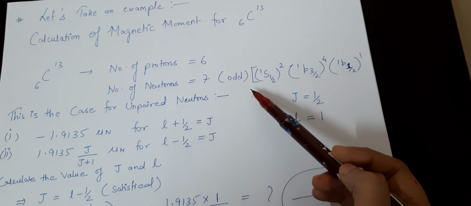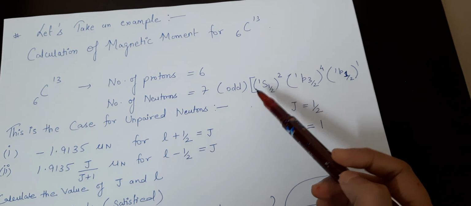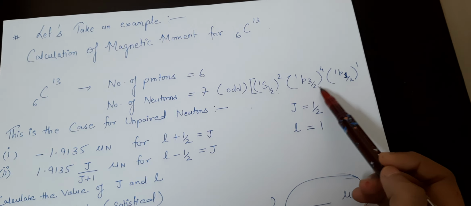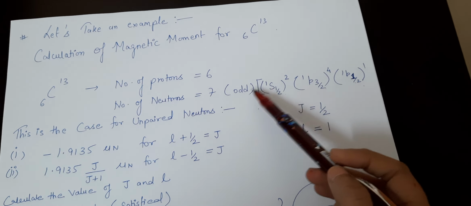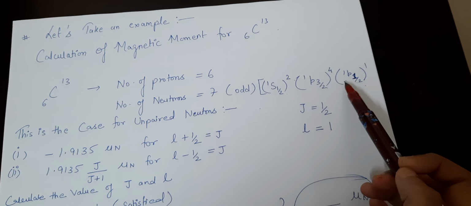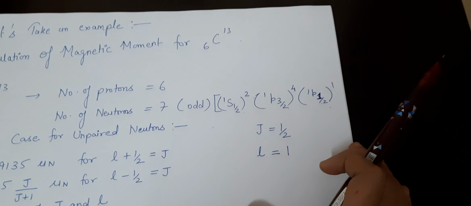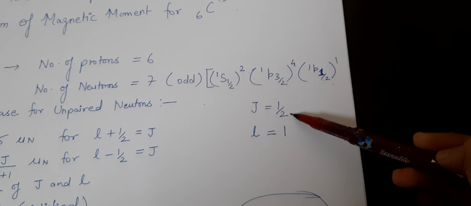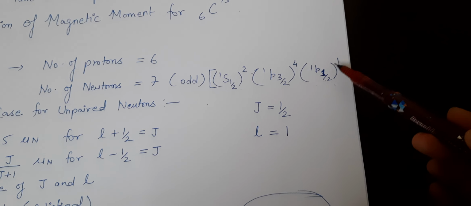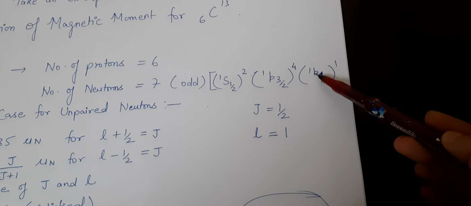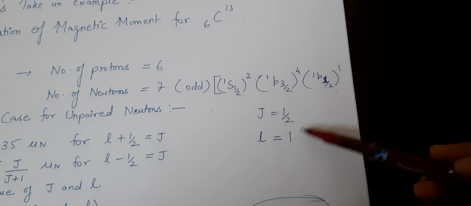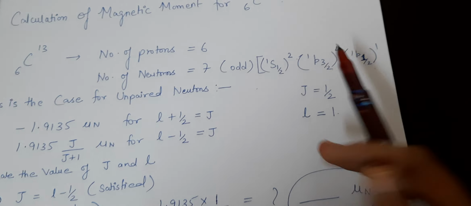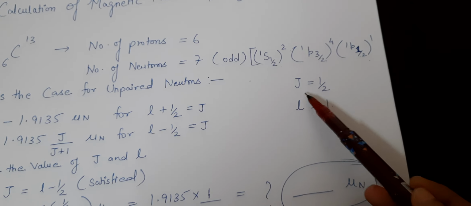So start filling your subshells in this way, similarly: S1/2, P3/2, P1/2. So 2, 4, 6, 1, 7. The last one is this one. So from here we can get the value: J is equal to half, and L is equal to, since here it is P, 1. So now you know the value of J and L.